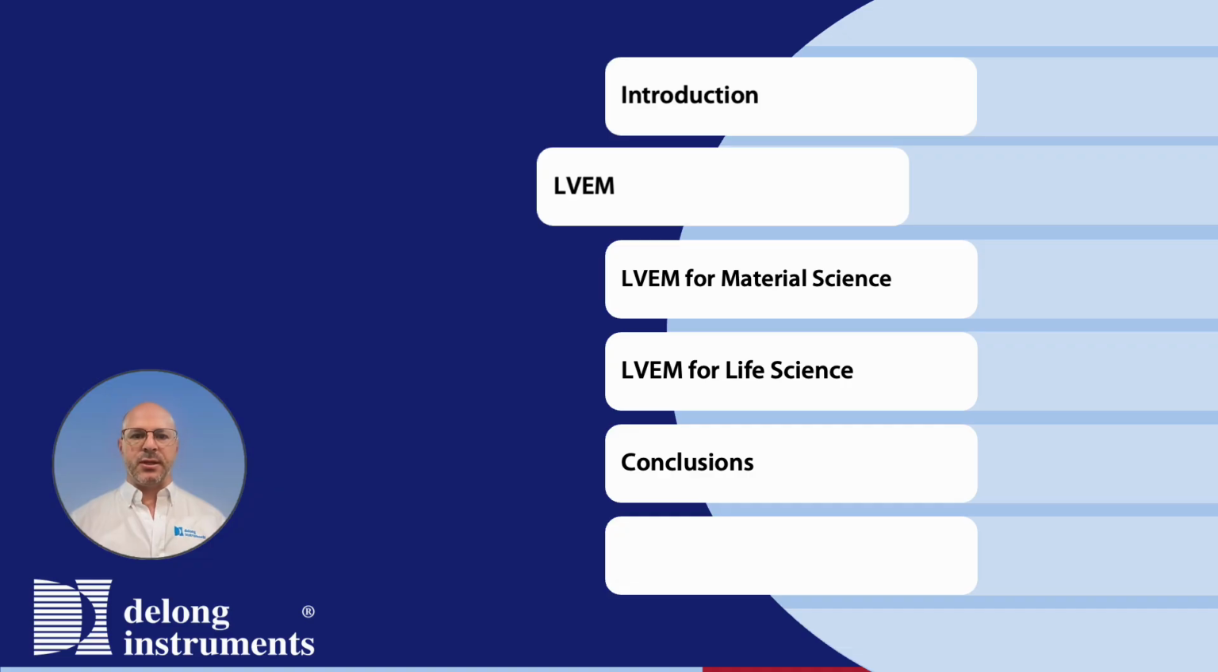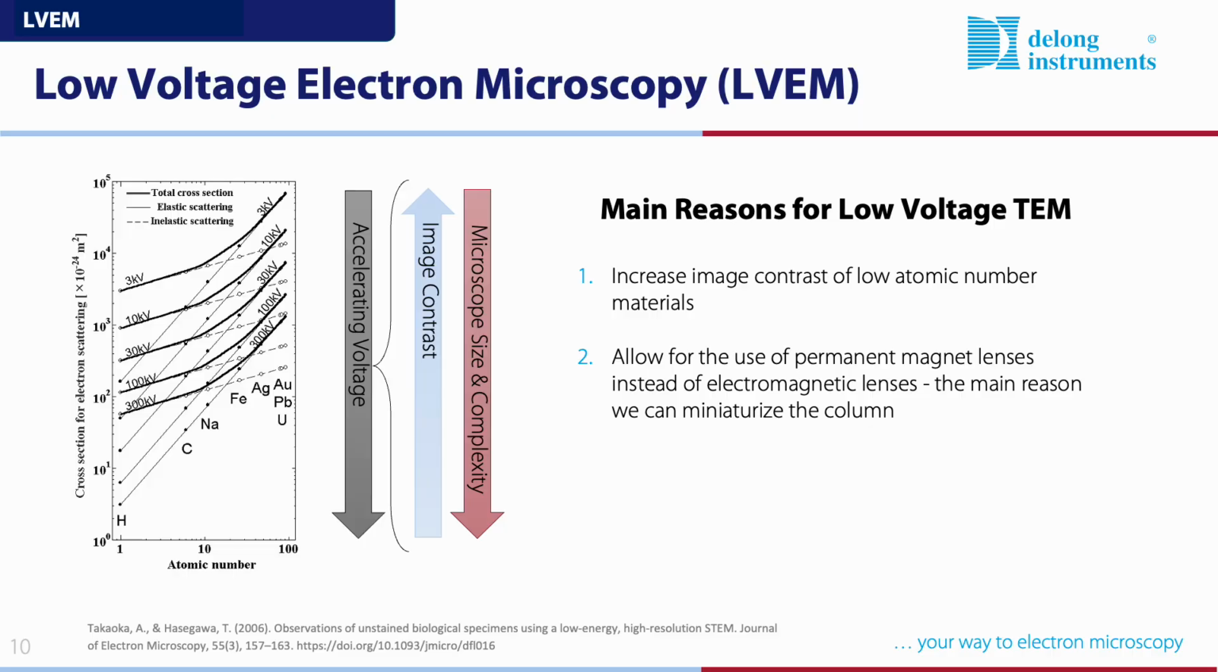So let's turn to the LVEM system and what it brings to the table. Let's move to the next section, an introduction to low voltage electron microscopy. There are two main reasons why low voltage electron microscopy, or LVEM, is so valuable. First, operating at low voltage dramatically increases image contrast for low atomic number materials, things like biological samples, polymers, and other light element structures that are traditionally difficult to visualize.